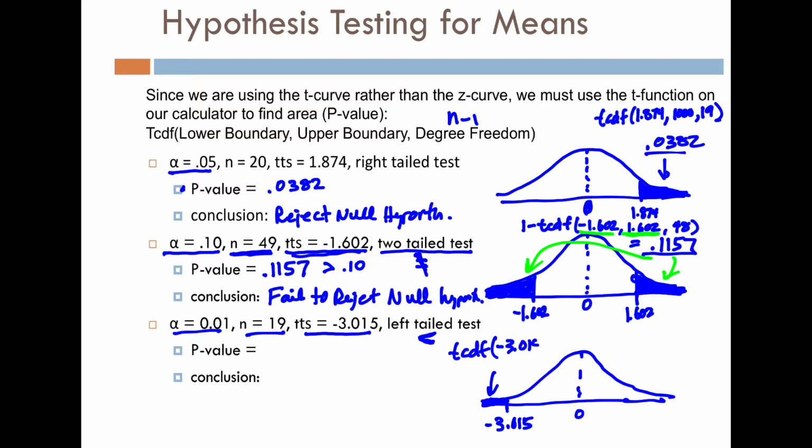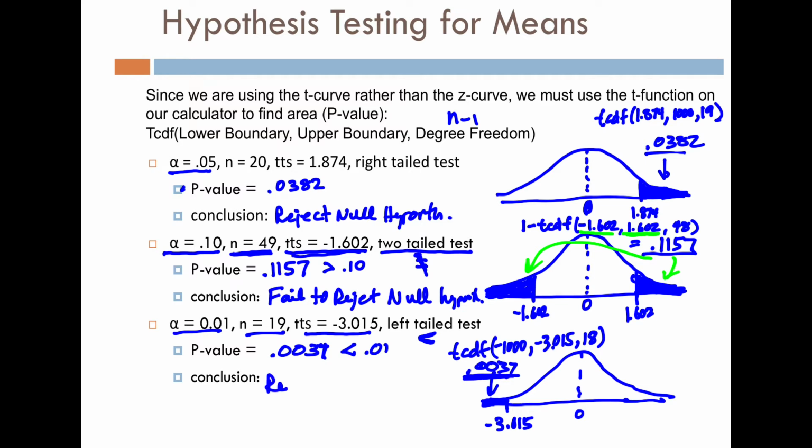Negative 3.015. Actually, that's my upper boundary. So we want to go negative unbounded, so negative infinity, negative 3.015, and then we have, in this case, 18 degrees of freedom. This gives me 0.0037. So less than 1%, 0.37 or 37/100%, which is less than my significance level of 1%.